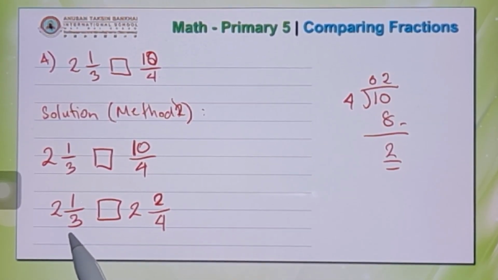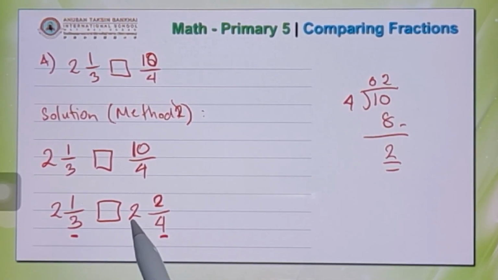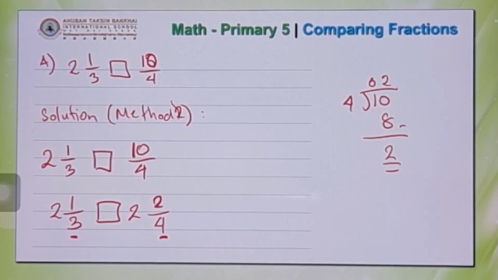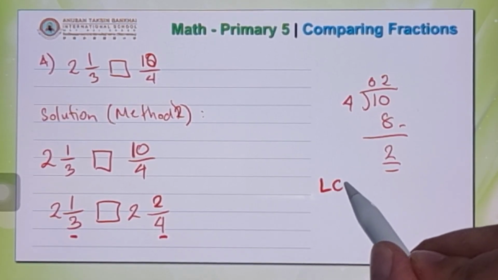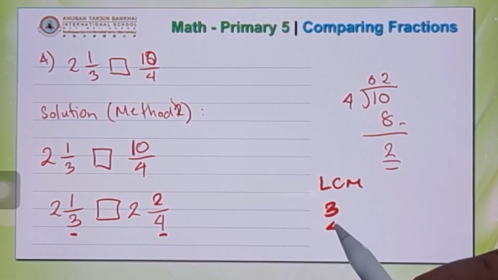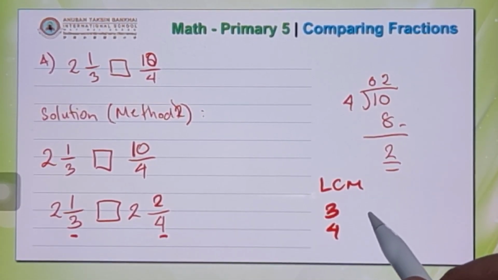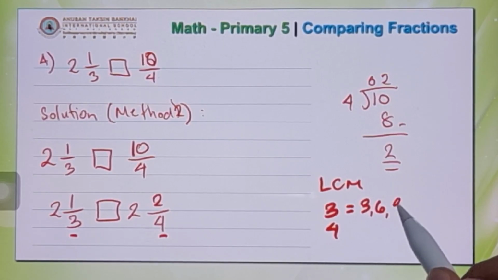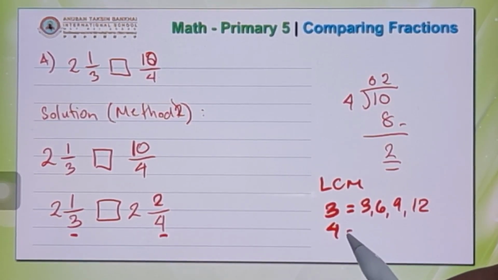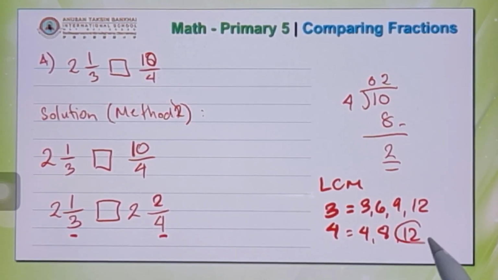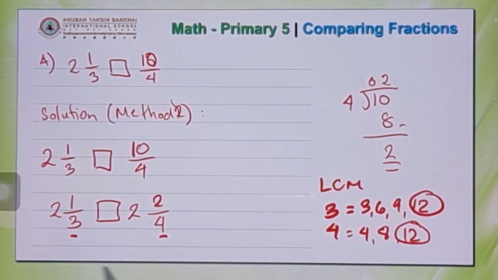Take note that our denominators are not the same. Whole numbers are the same, so no problem. Let's check our denominator. So again, the LCM of 3 and 4 is 12. Okay, so we have 3, 6, 9, 12, 4, 8, 12. Okay, that is our LCM.